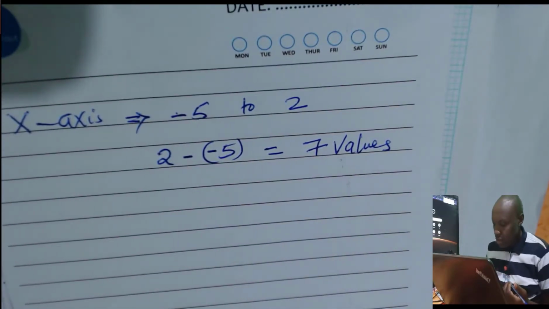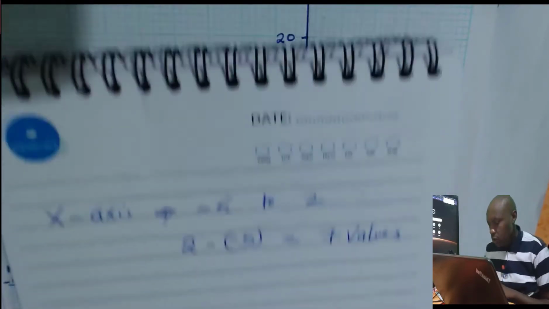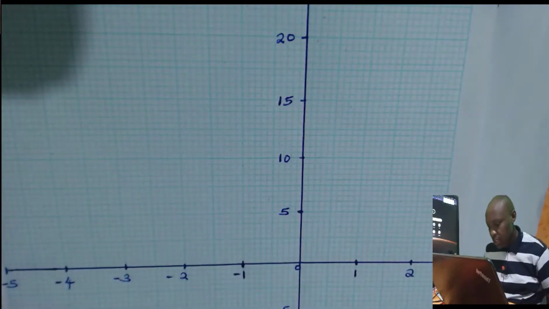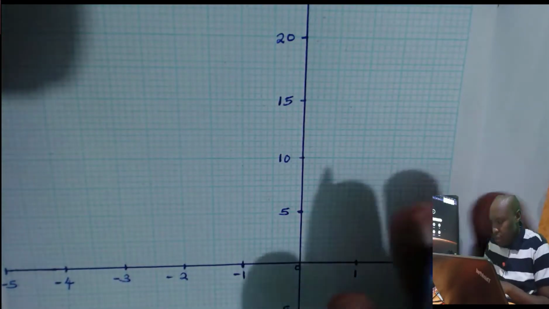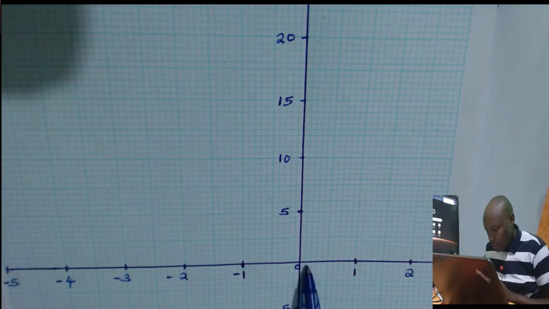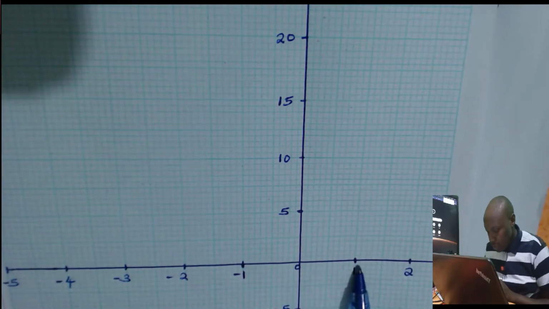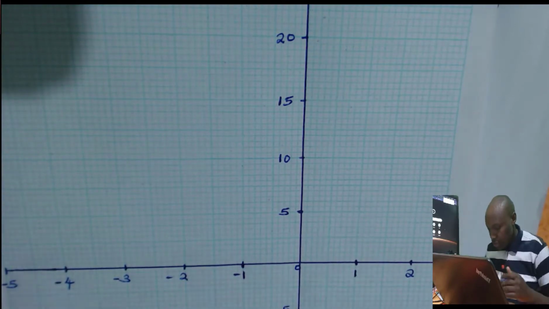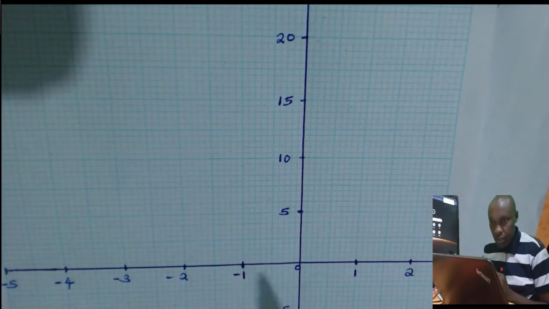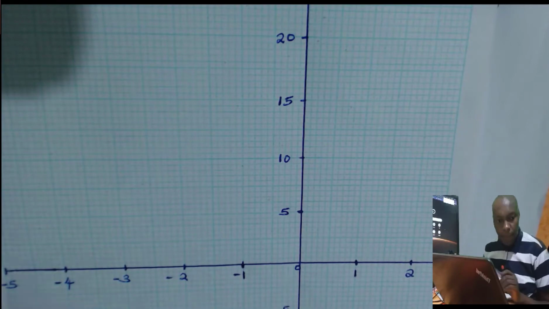So that one you can use 1 centimeter to represent 1 unit, or you can as well decide, like for this one I've decided to use 2 centimeters to represent 1, so that I distribute the graph so that the graph doesn't look very small. In instances where you're given the scale, you're supposed to stick to that scale, but in this question the scale was not given. You're supposed to choose your own scale.